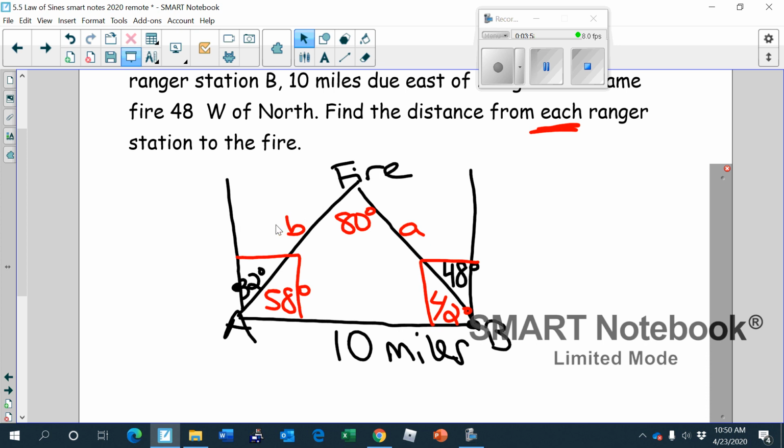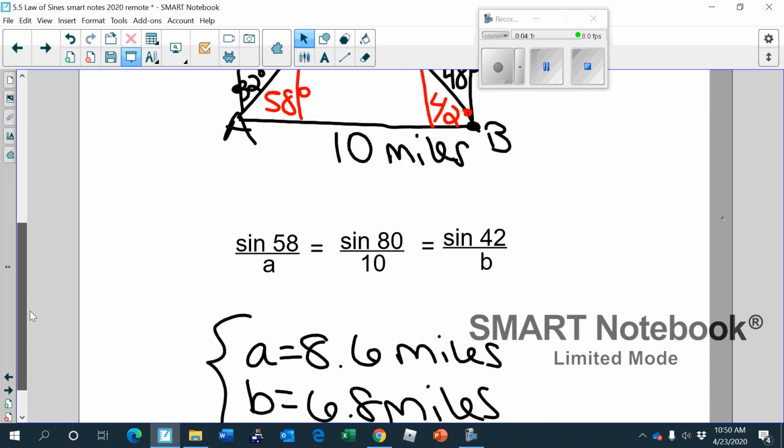And so I'm going to label this side B because it's across from station B. I'm going to label this side A because it's across from station A. Okay, so at this point, maybe you can pause it and use the law of sines to figure out the distance from each ranger station. And if you're back, here we go.